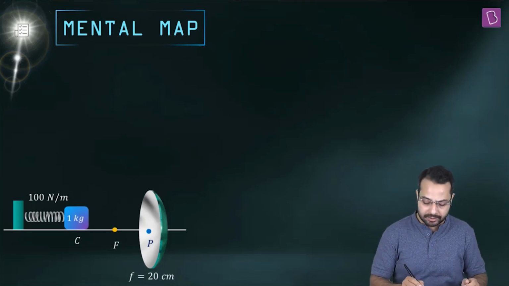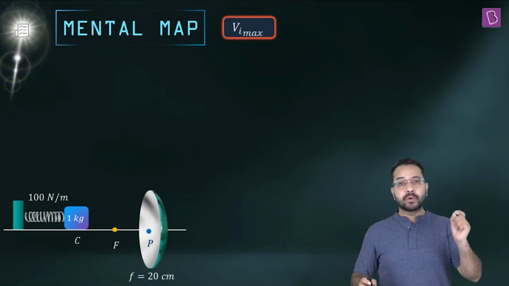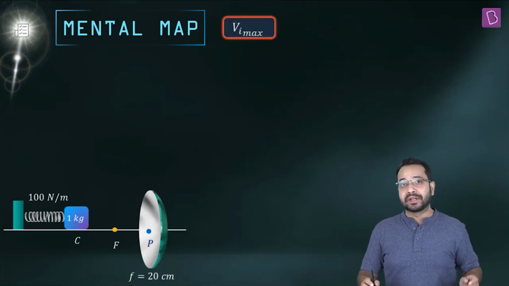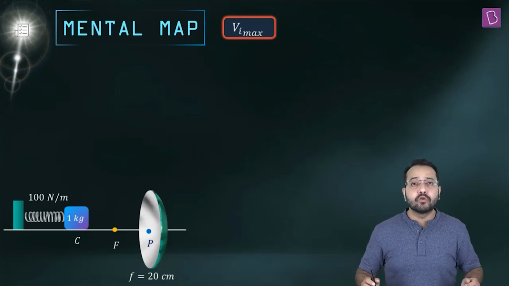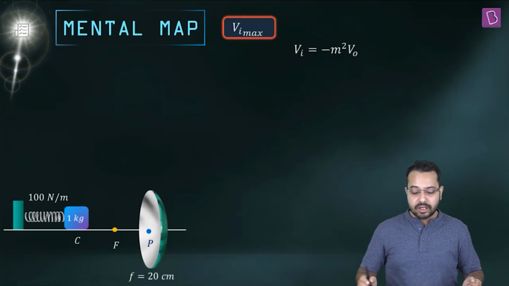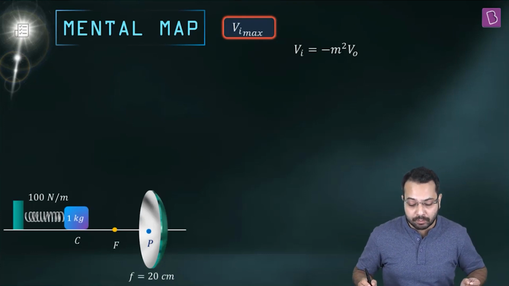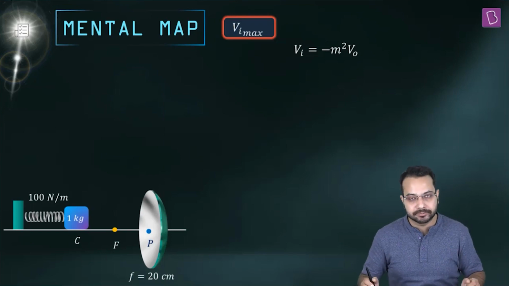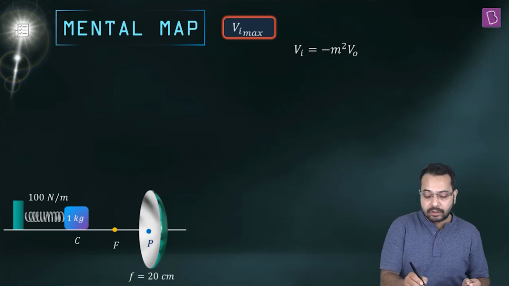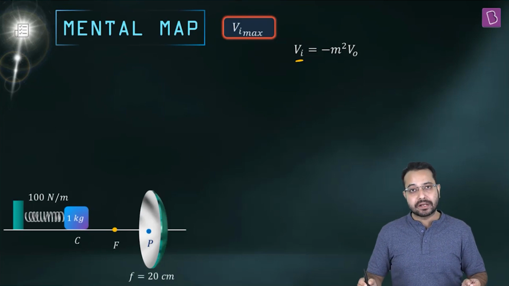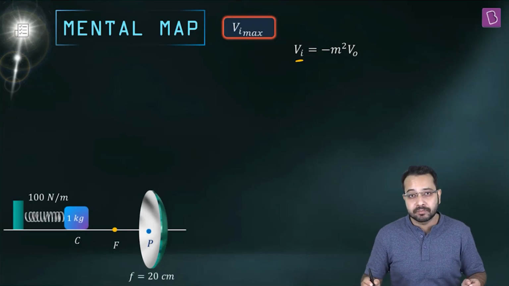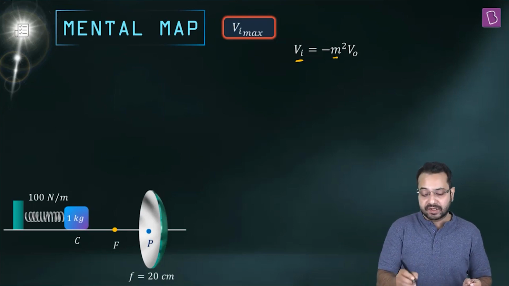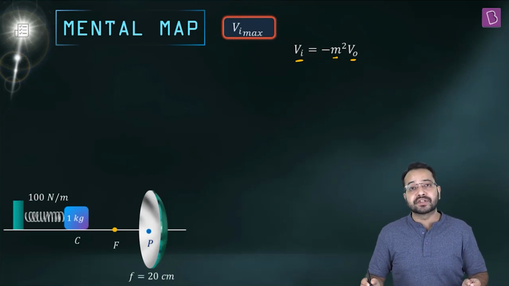Okay, so let's get started. What is it that we require? We require the velocity of the image when it is maximum. Okay, what do we know about velocity of image when it is moving along the principal axis? We know that velocity of image is equal to minus m square velocity of object, where m is the magnification. Correct? Now I want to find out when is this quantity, velocity of image, going to be maximum. So it is dependent on magnification, it is depending on the velocity of object.